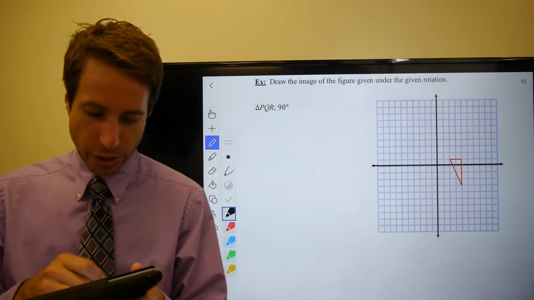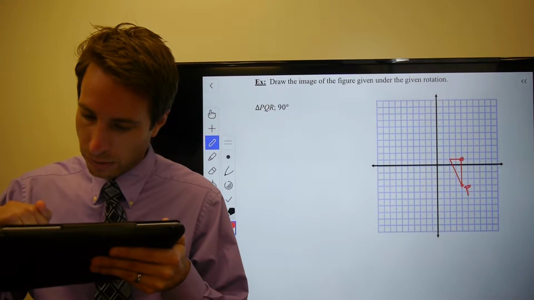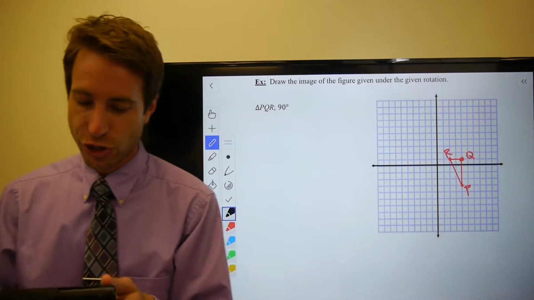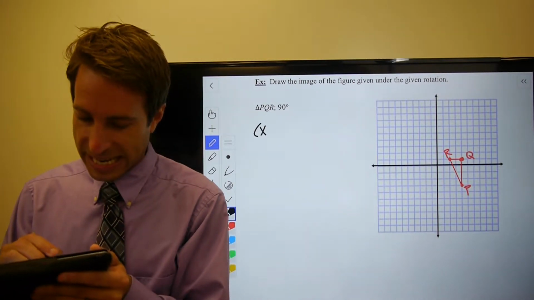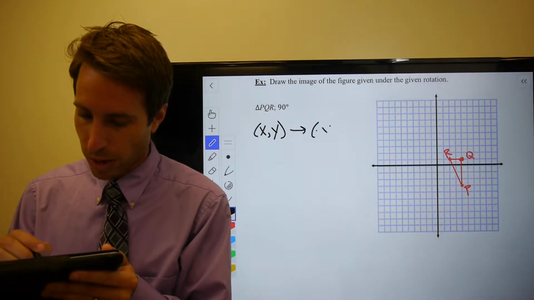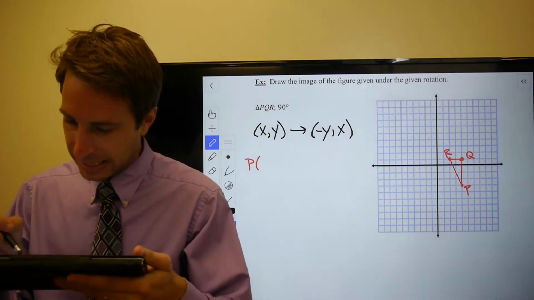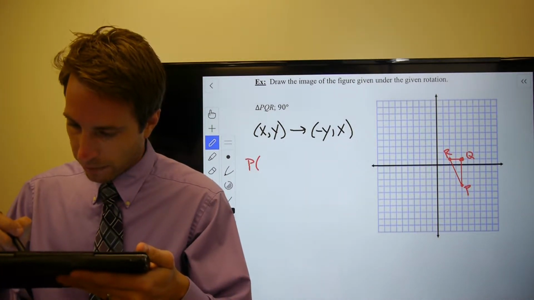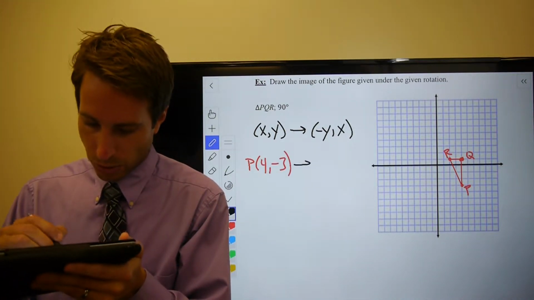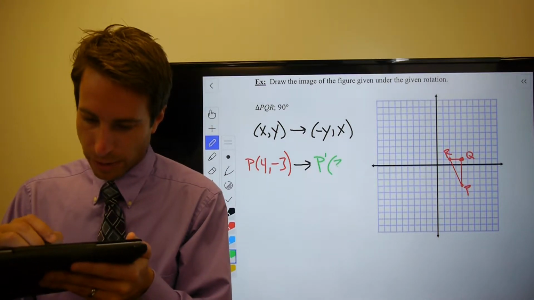All right, we want to go 90 degrees. We've got P, Q, and R. Again, hopefully, if you need to, go back and check, but you remember to do a 90-degree rotation, the transformation is going to be minus y, comma, x, and here we go. Point P is at 4, minus 3, which means that it is going to be mapped to P prime, which is going to be at 3, 4.